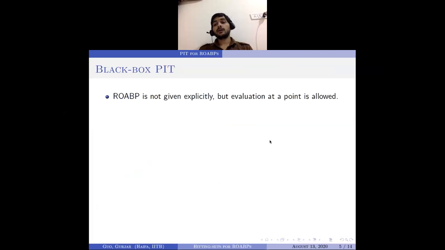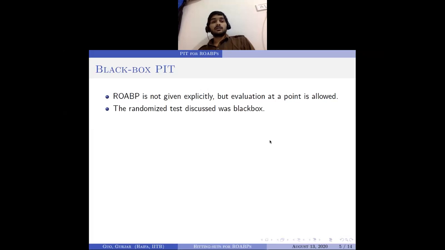Okay. So now let's talk about black box PIT. So what's black box PIT? Here you are not given the polynomial explicitly, but you are only allowed evaluations of the polynomial at points of your choice. You can choose your points and evaluate the polynomial, and using that you want to decide whether the polynomial is zero or non-zero. The randomized test we discussed was actually black box because it was not looking at the polynomial, it was just evaluating it at a random point.